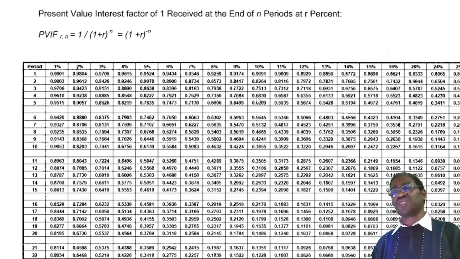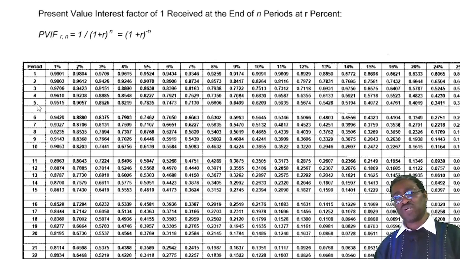If you are using the table, then you don't have to use a calculator. If you are given the table, just go and use the table for the present value interest factor. You can even see it here. They have indicated present value interest factor.